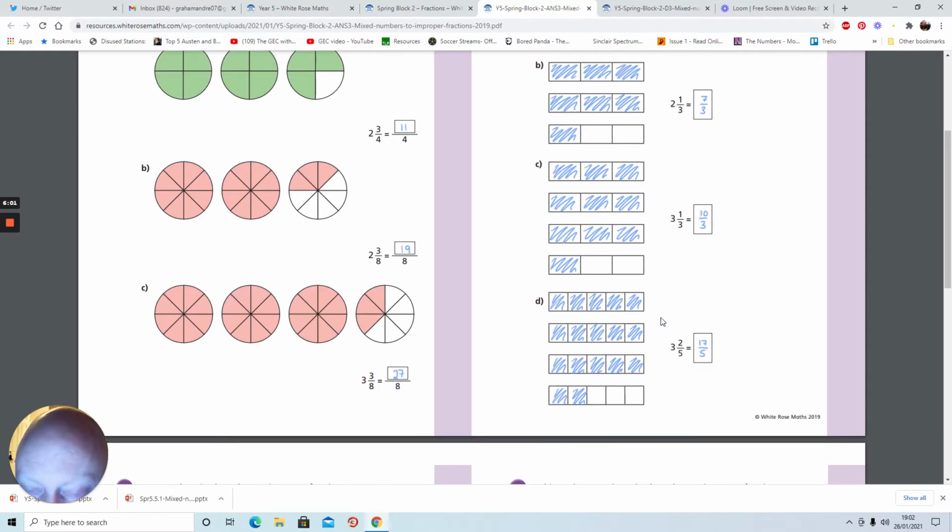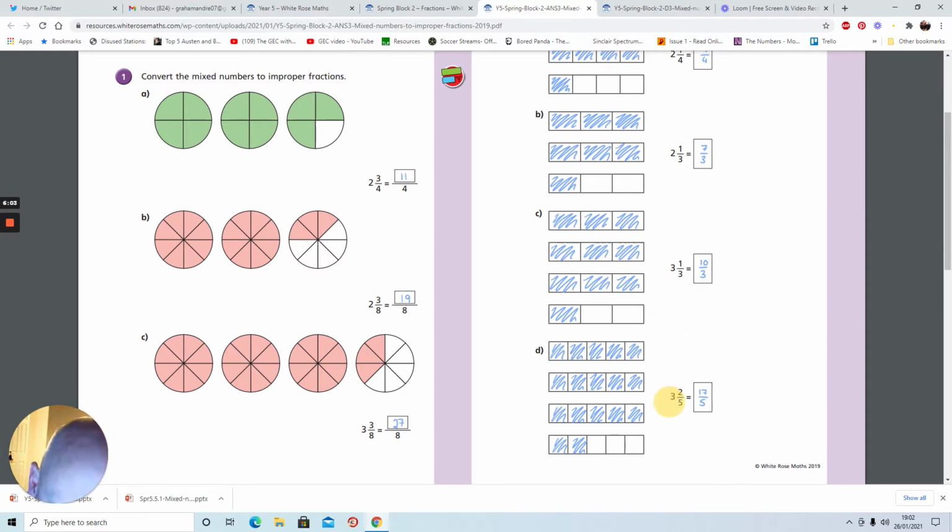Right, moving down to this D down here. So now we're looking at fifths. I haven't worked with fifths in this column yet. We know it's fifths because the denominator says fifths, and because there's 1, 2, 3, 4, 5 boxes. So we need to colour in 3 complete boxes because there's 3 whole ones. So 1, 2, 3 has been coloured in, and then for the last bit we need to colour the fraction here, which is 2/5. So we colour in 2 of the 5 parts, because that numerator means that 2 of the 5 parts are coloured.